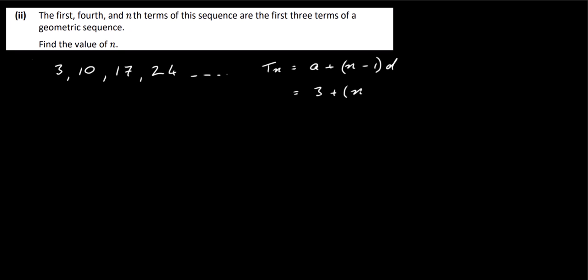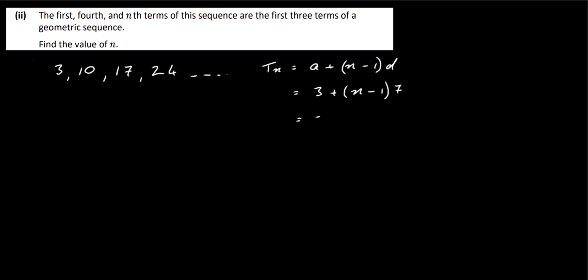So the first, fourth and nth term of this sequence are the first 3 terms of a geometric sequence. Find the value of n. Okay, so our original arithmetic sequence was 3, 10, we said 17, 24, and so on. Any particular term for this arithmetic sequence is going to be Tn equals a plus n minus 1 times d. So in this particular case, a is 3, n is n, and d is 7.